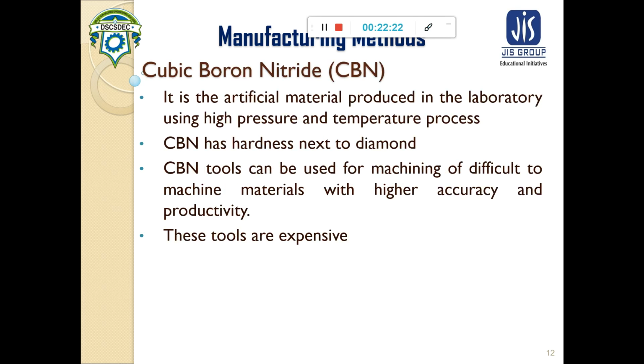Next, the artificial material that is produced in the laboratory using high pressure and temperature is known as cubic boron nitride. This cubic boron nitride is the hardest artificial material, its hardness being next to diamond, and CBN tools can be used for machining difficult to machine materials with higher accuracy and productivity. These CBN tools are also very expensive tools.